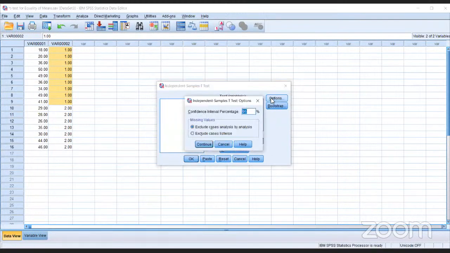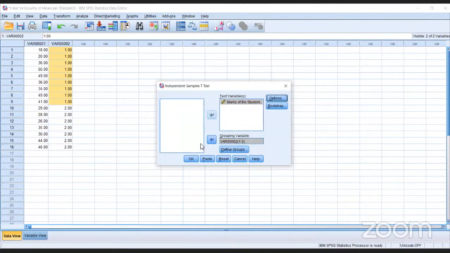You are following things. The confidence interval is automatically 95%. We can change it to 99% also, there is no problem. It will automatically be there. Missing values it can take. Okay, so now... Sir, what was that cutoff point in that define groups?